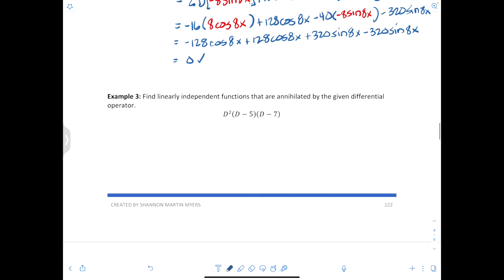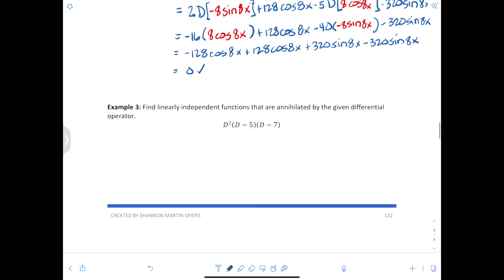Find linearly independent functions that are annihilated by the given differential operator. Okay, so when you have D to a power, it's going to annihilate any x. So the D squared will annihilate 1 and x to the 1, right? That's the D squared part. Now the D minus 5 part annihilates e to the alpha x. So that would be e to the 5x.